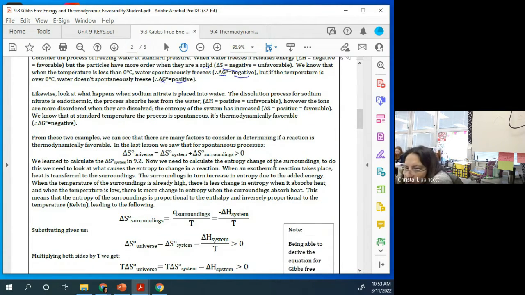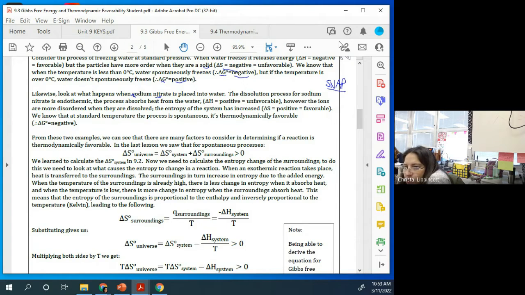We can also look at sodium nitrate when we put that in water. It's a nitrate, and it's sodium. What do we know about sodium and nitrate when they're placed in water? They're soluble, right? It's a SNAP. Remember ammonium and potassium. Good.